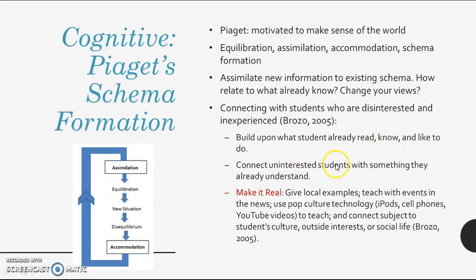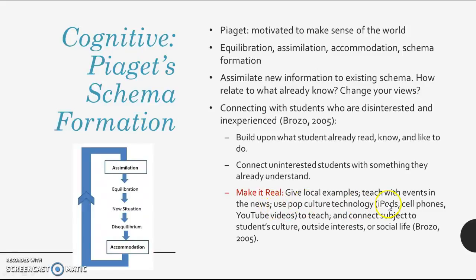So connect uninterested students with something that they already understand, again, what they're interested in. We need to make this real, and we need to make the material relevant to the students. So we can give local examples, teach with events in the news, so things that they are seeing and hearing about already to help them assimilate the new concepts into their existing reality.